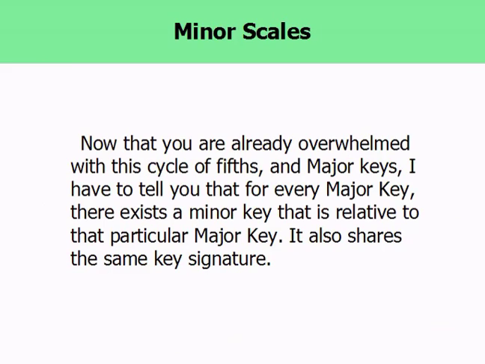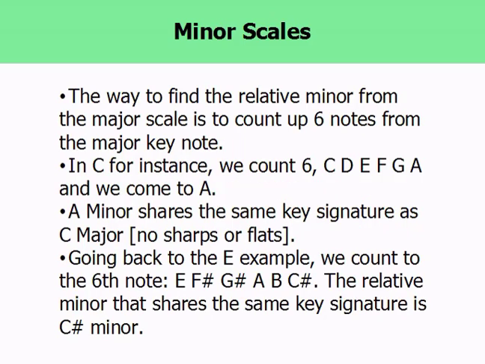So now that you're already overwhelmed with this cycle of fifths in major keys, I have to tell you that for every major key there exists a minor key that is relative to the particular major key, and it shares the same key signature. The way to find the relative minor from the major scale is to count up 6 notes from the major note. In C, for instance, we count up 6. C, D, E, F, G, A. And we come to A. A minor shares the same key signature as C major. The key signature happens to be no sharps or flats.